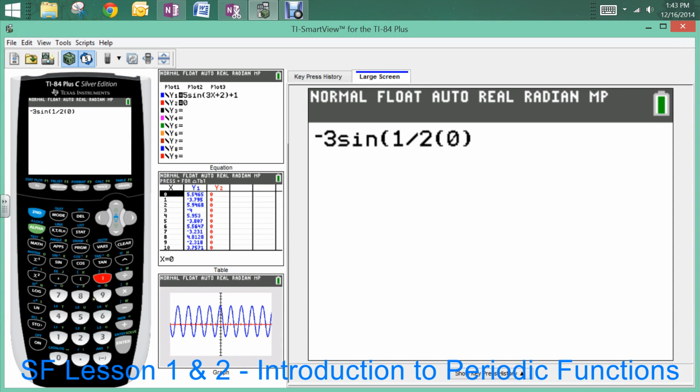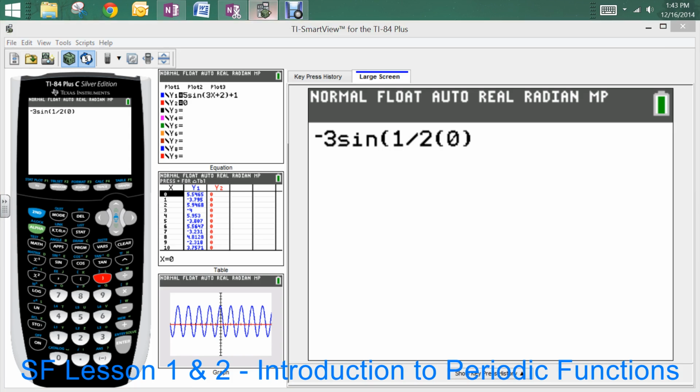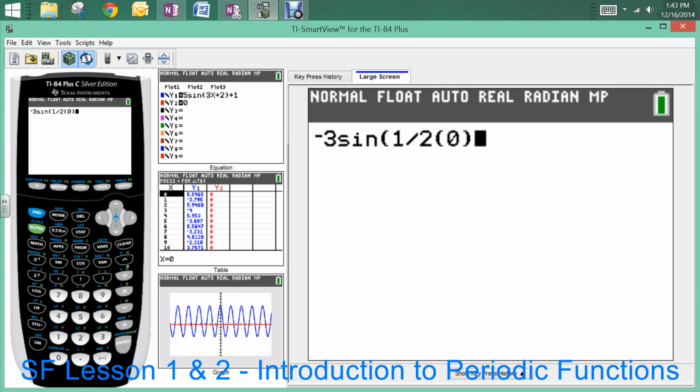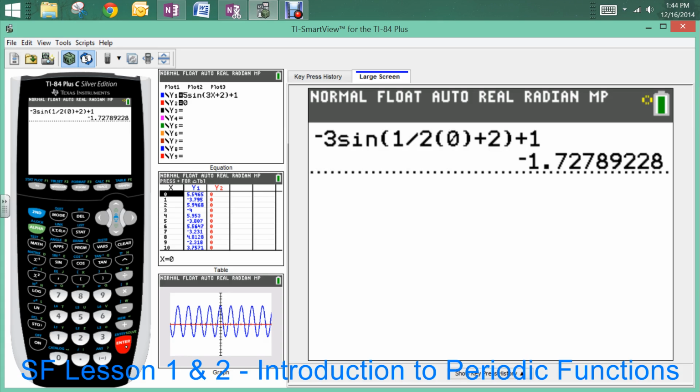Okay, was it plus 1? I can't remember now what it was. Plus 2, and then plus 1 outside. So plus 2, and then close the bracket, and then the plus 1. If I'm in radian mode, it'll find it for me. I just do it, boom, there we go. -1.72 is the y-intercept. Okay, approximately, -1.73 actually.